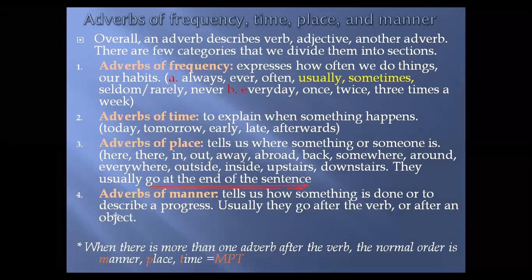Okay. So adverbs of manner. What does that mean? Manner. They tell us how something is done, or describe a process. Usually they'll go after the verb. You see the position of that manner adverb is after the verb, or after an object. Where is the object of our sentence? It can go after the verb. So, for example, here there's a note.